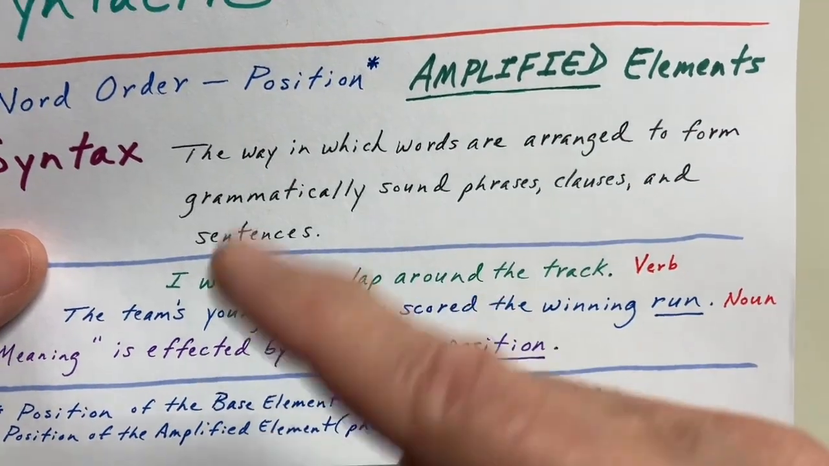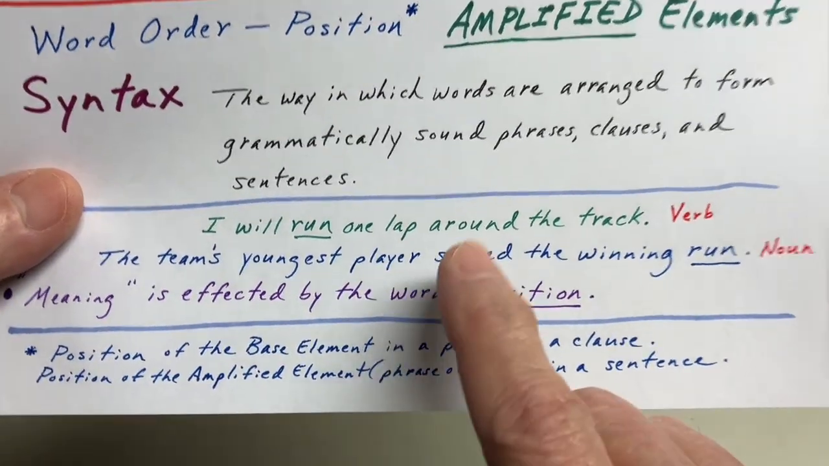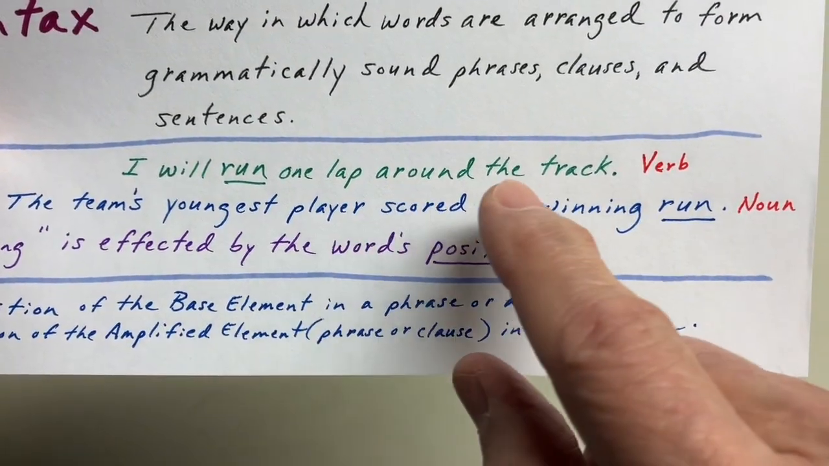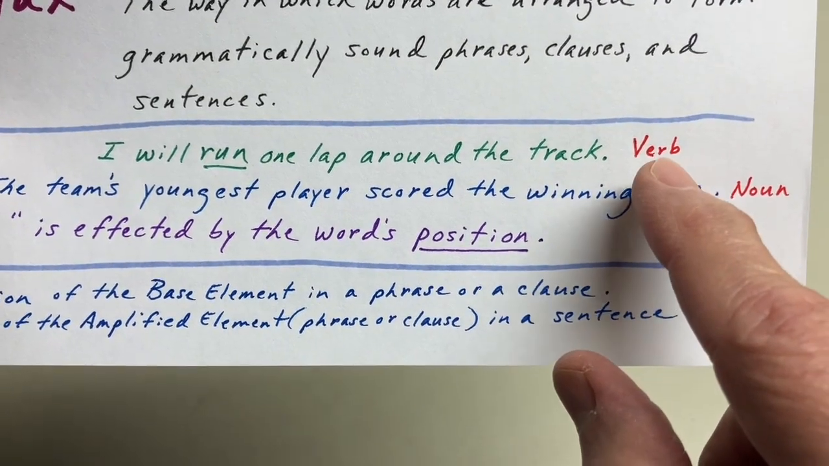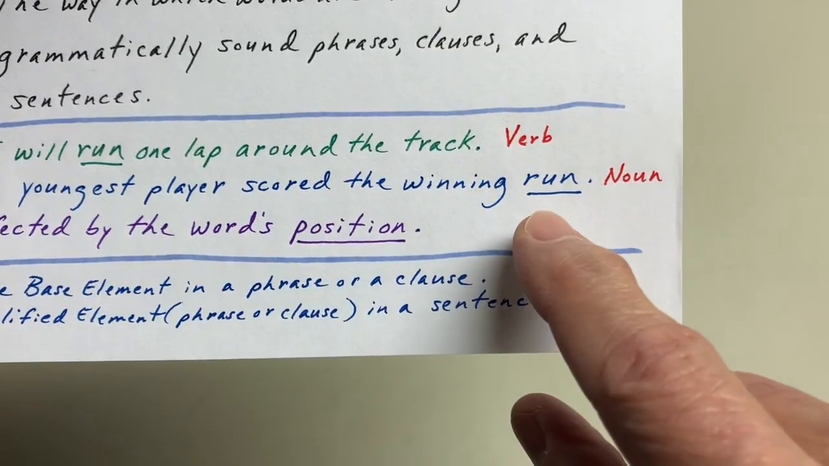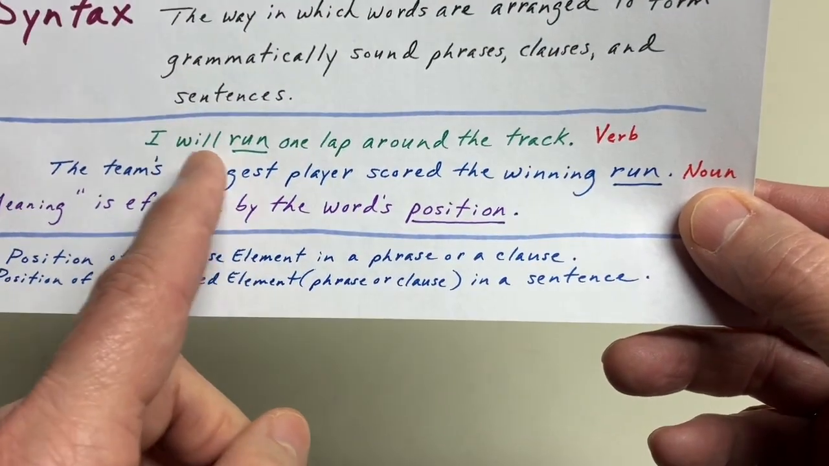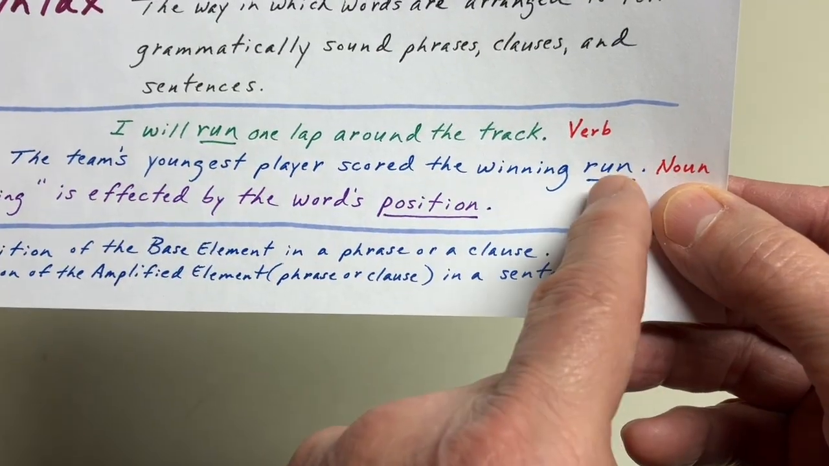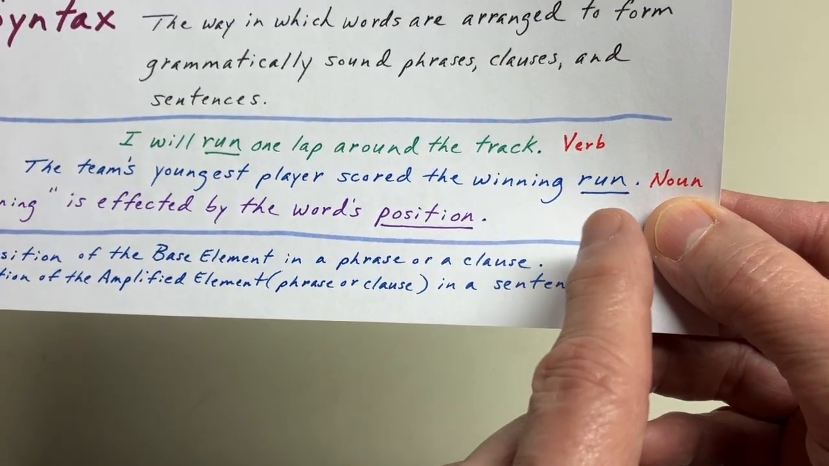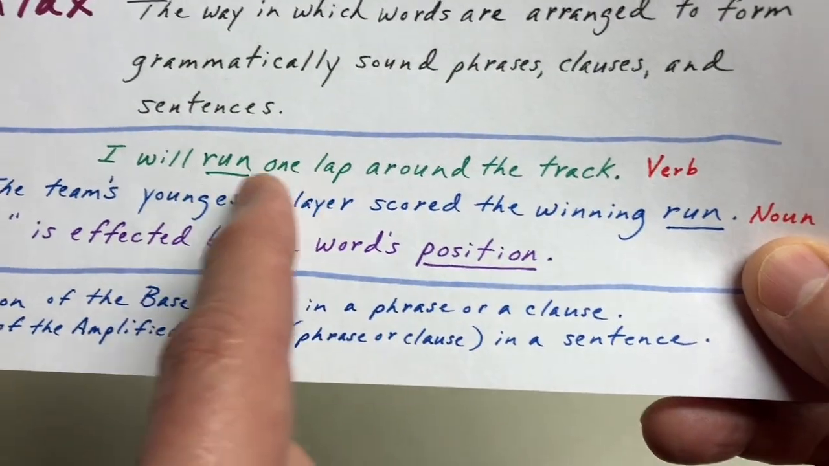See, in the lexical factor, you'll notice that a word can have more than one definition. So let's look at this here. I will run 1 lap around the track. And we think that's a verb, all right? The team's youngest player scored the winning run. So now we see that that's a noun. And we can see the difference here between a verb and noun. In other words, you have one base element here, but it has 2 different definitions. And you can see each definition is used correctly in each one of these sentences.